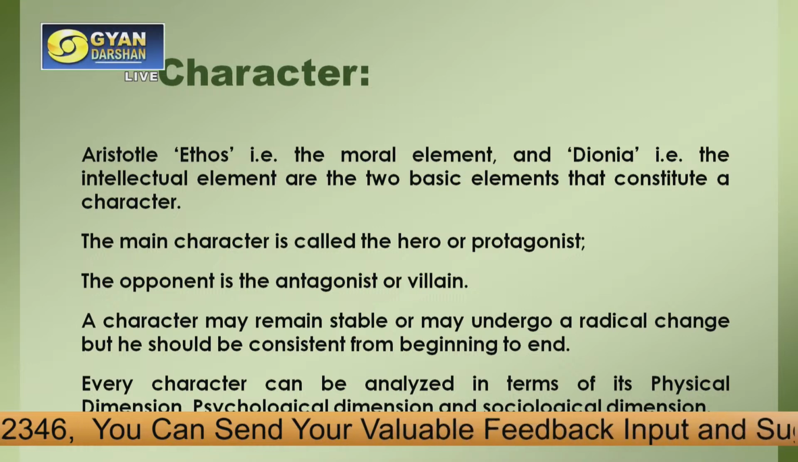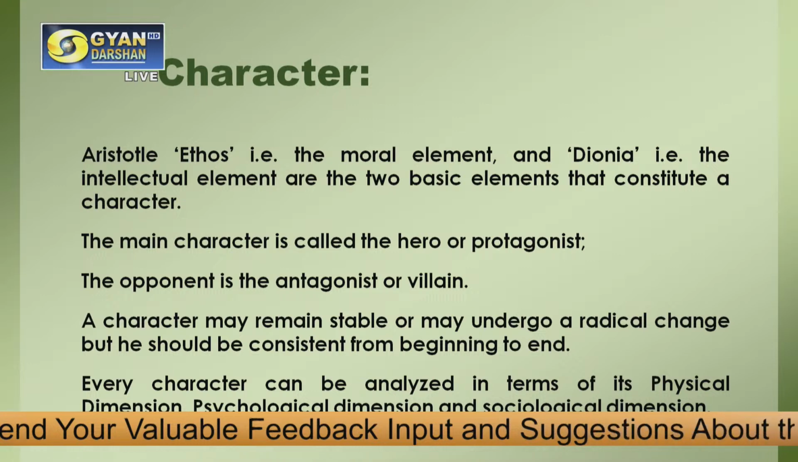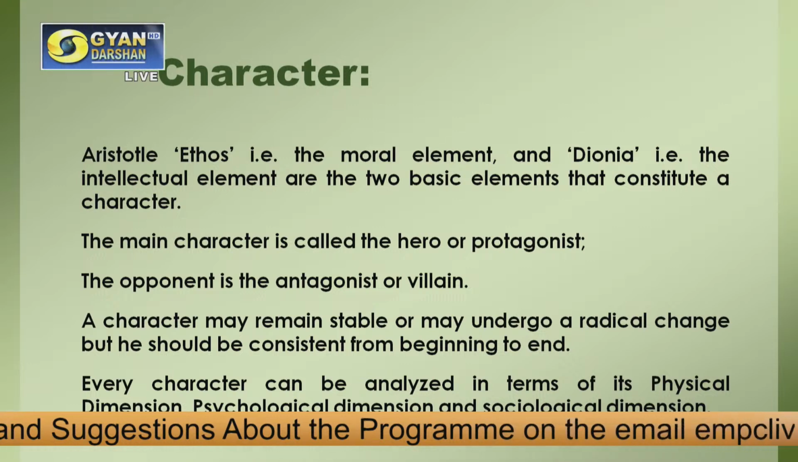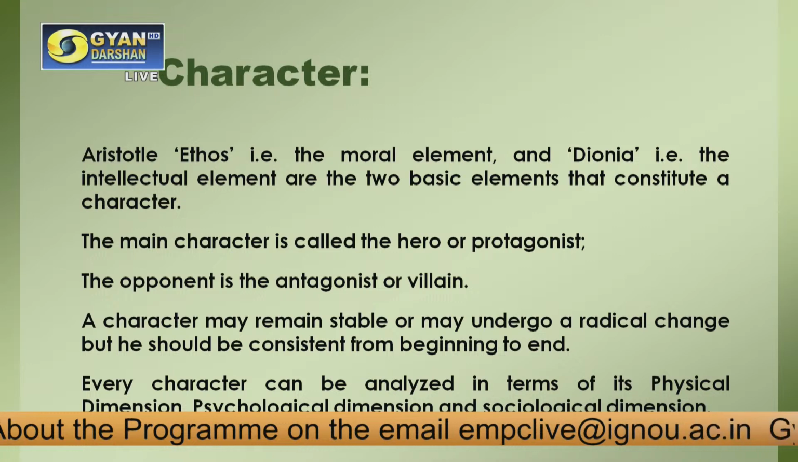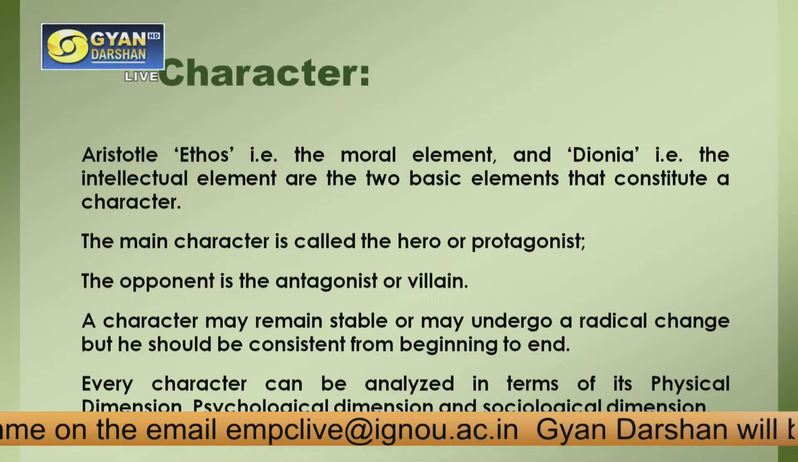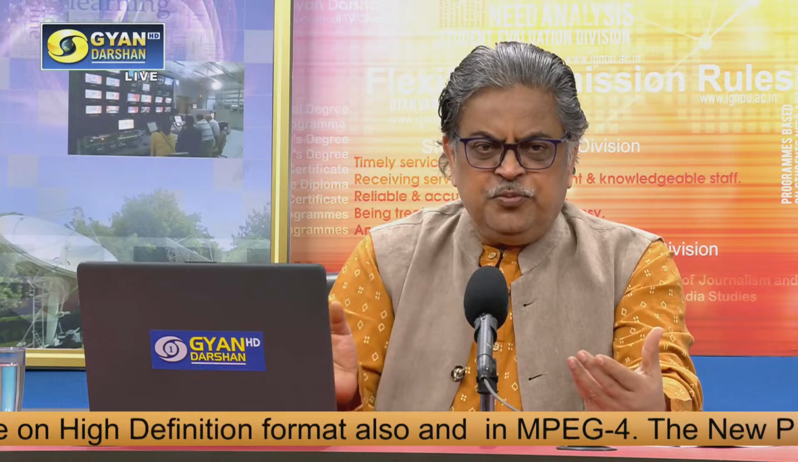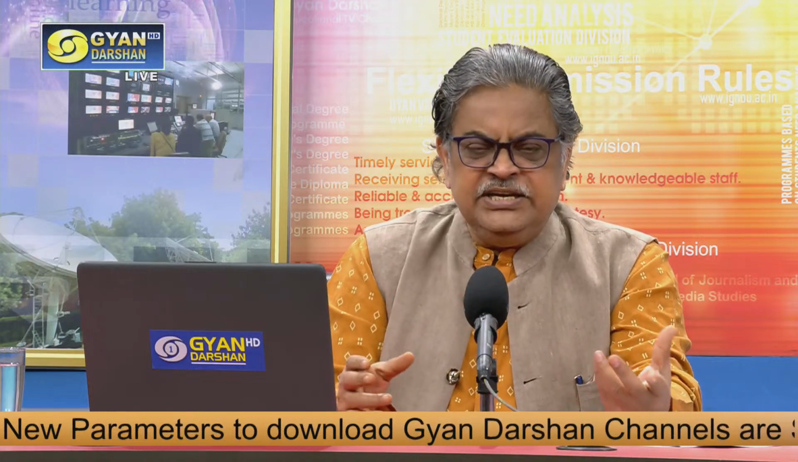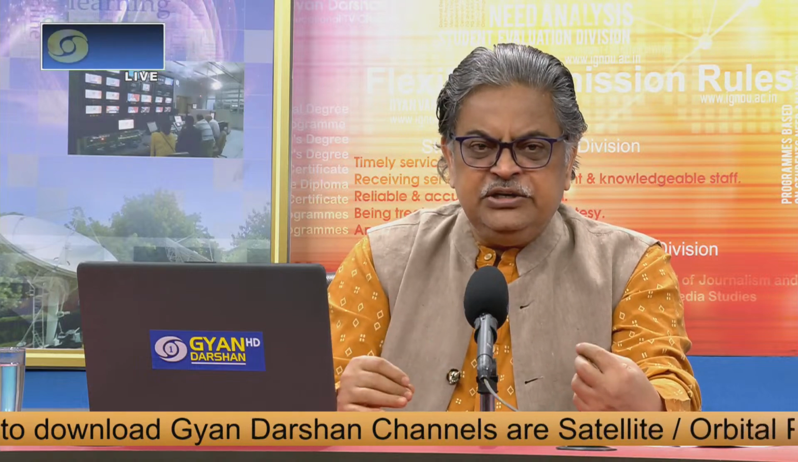A character may remain stable or may undergo a radical change, but he should be consistent from the beginning to the end. So that is the most important element to be followed by the playwright. A character must remain stable. From the starting of the play to the end of the play, he or she will remain stable, or he can undergo a change of characterization, rich to poor, poor to rich, or more intellectual to a fool, or a fool to more intellectual. But it should go in a consistency. All of a sudden it cannot happen. It should have a logical reasoning to observe the changes in the character.